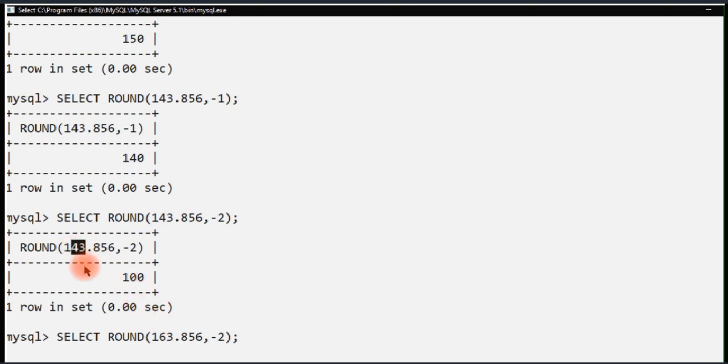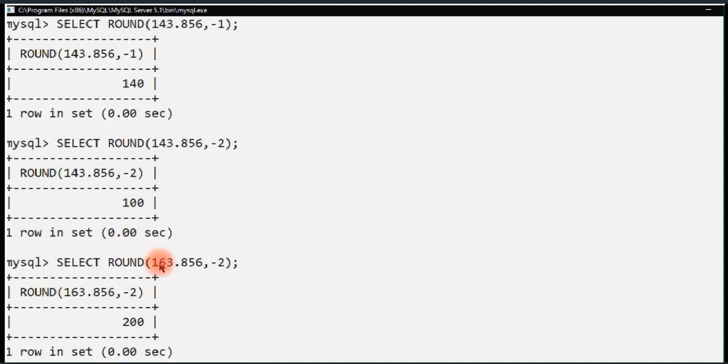But in place of 143, if I am taking 163, which is more than 50, then again if you want to convert it into the 100, it will move towards the 200 side. So the answer is 200. Because this 63 is more than 50, it will be converted into the next 100, and the next 100 plus this 100 will become 200. And in this case, 43 is less than 50, so there is no next 100, only this 100 we are going to keep. So the answer is 100.